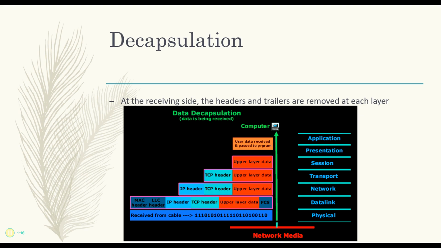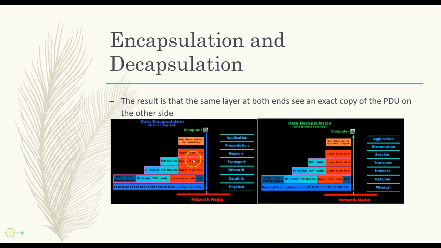So the upshot of all this is that at any given layer, what the two computers see are exact duplicates of what's on the other side. So here at the network layer, you can see we have an exact duplicate of what we had on the network layer on this side. And that is the whole concept of encapsulation and decapsulation, the ability to create an exact duplicate.